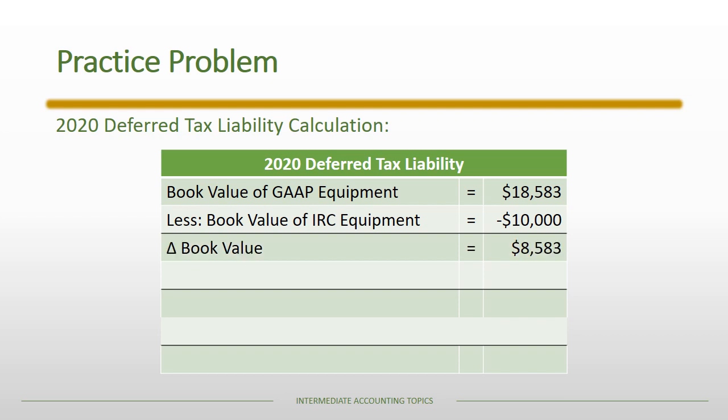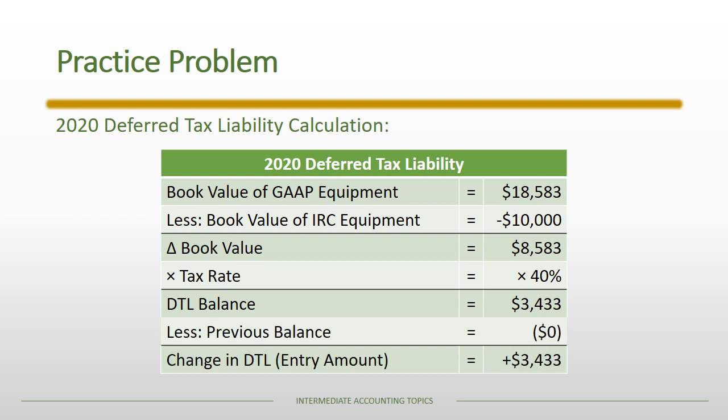And so the difference in book value is $8,583. We apply the tax rate, and that gives us the deferred tax liability related to this piece of equipment with an ending balance of $3,433. Of course, this is the first year of this piece of equipment, so there is no previous balance, which means that the increase in the balance is the balance of $3,433.